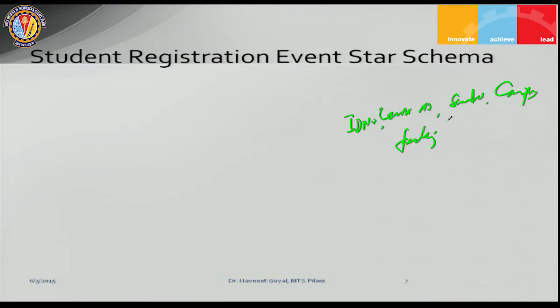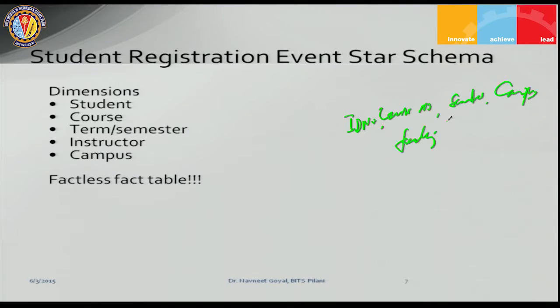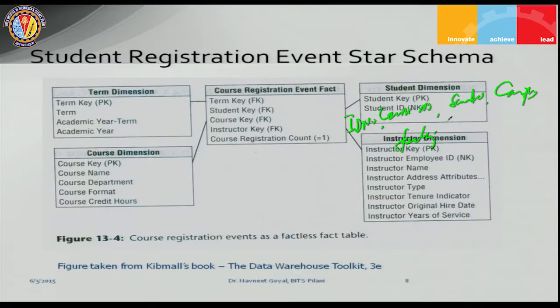Student registration event star schema. The dimensions involved are student, course, term and semester, instructor, and campus, and this comprises a factless fact table, right? This is the detailed registration schema, and you can see here that this particular thing is actually the dummy fact, a factless fact table, the course registration event fact. And you can see the dimensions are obvious: there is a student dimension, instructor, course, and term dimension.